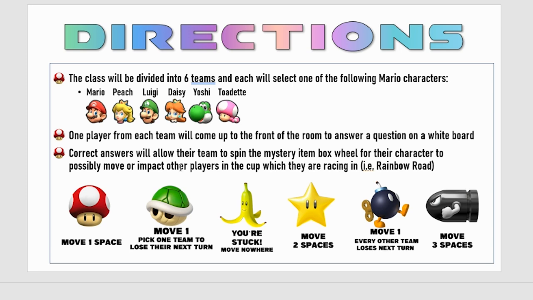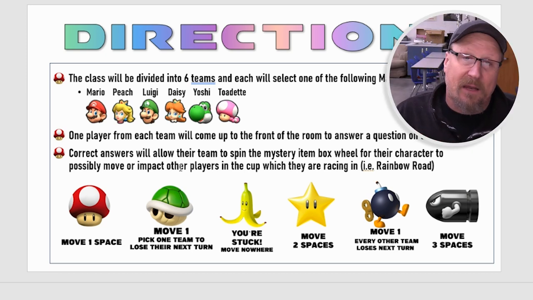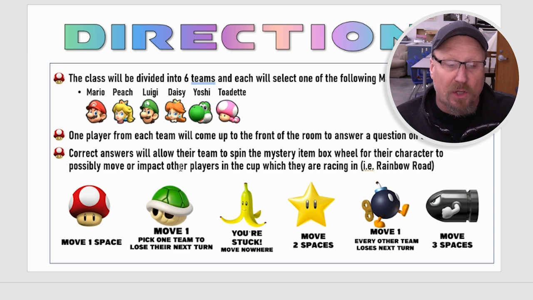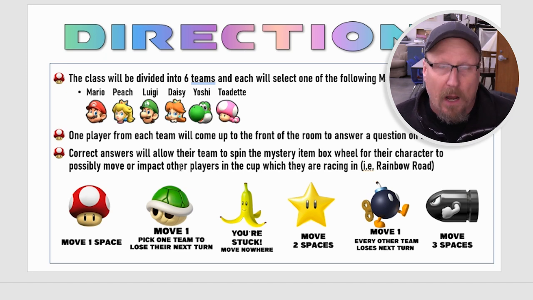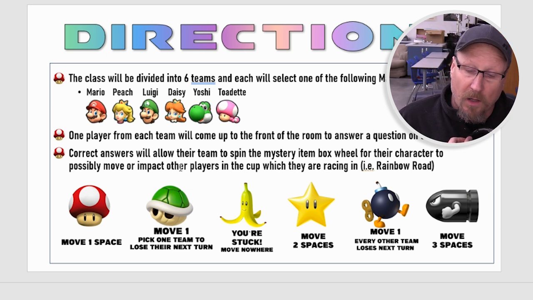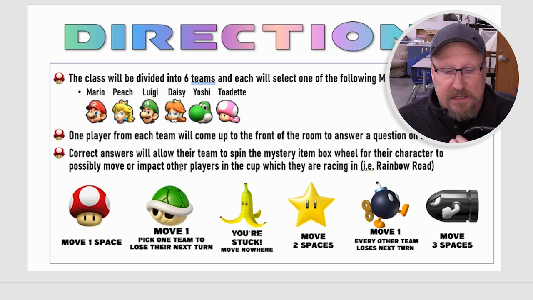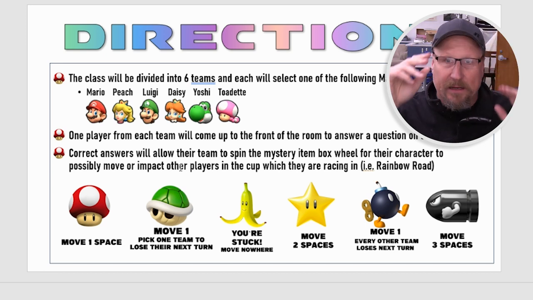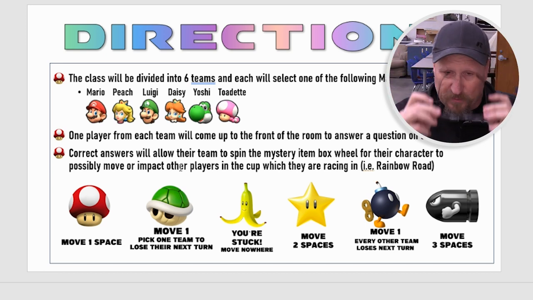They land on a mushroom, you move one space. You land on a shell, you move one space, and I get to throw that shell, hypothetically, to another team, which means they're going to lose their next turn. If I land on a banana peel, that means I don't move at all. I'm stuck. If I land on the star, I'm going to move two places. If I land on the bomb, everybody else is going to lose their next turn. And if I land on the bullet, then I'm going to move three spaces.